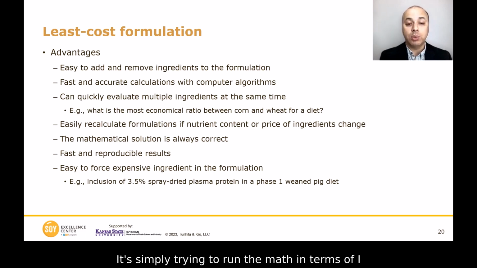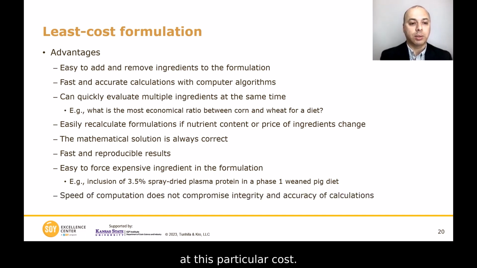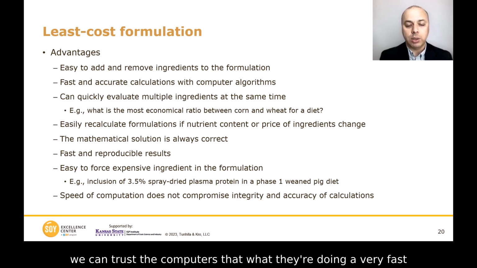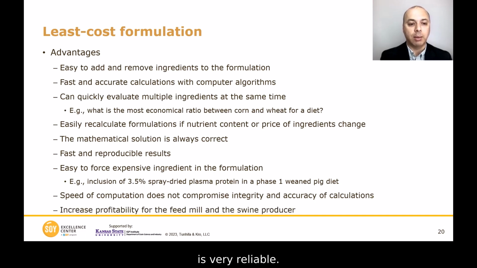It's simply trying to run the math in terms of, I need to meet these nutrient needs and I have these ingredients available at this particular cost. The speed of computation has nothing to do with the integrity and the accuracy of the calculations. We can trust the computers that what they're doing very fast is very reliable.